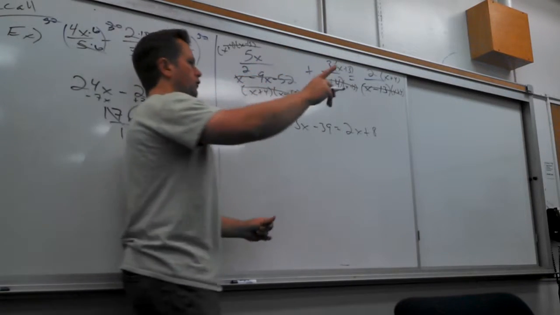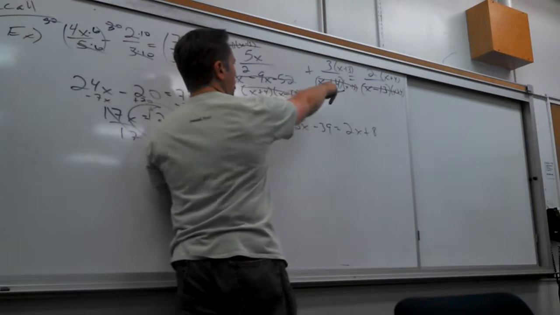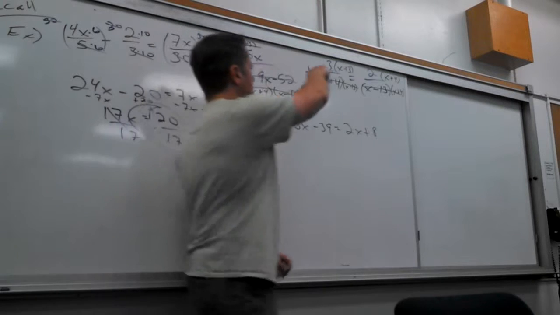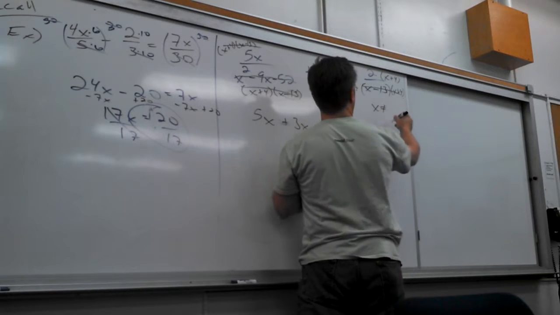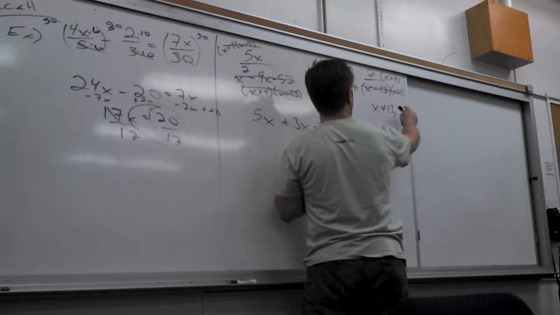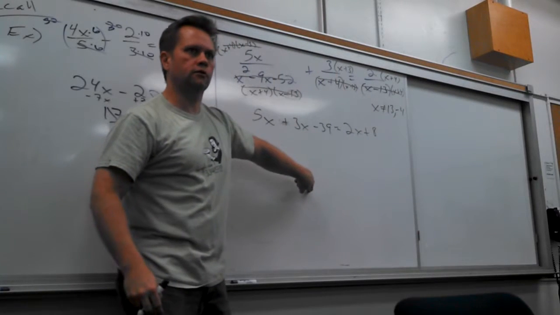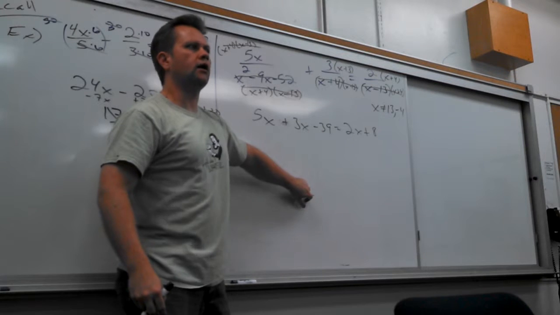Now, real quick word, before you keep going, I already know from the beginning what x's don't work. What x's would not work? 13. Minus 4. Negative 4. So if either one of those comes up in the answer, I've got to throw it out.